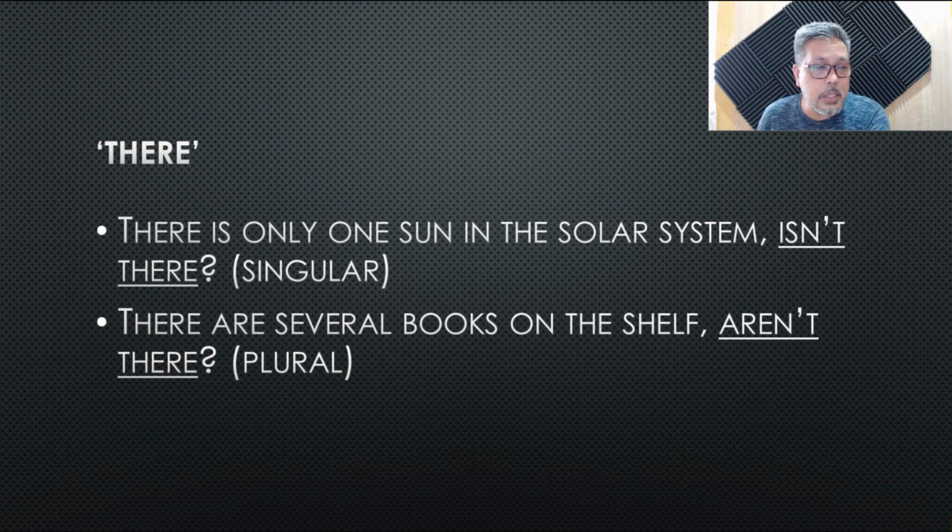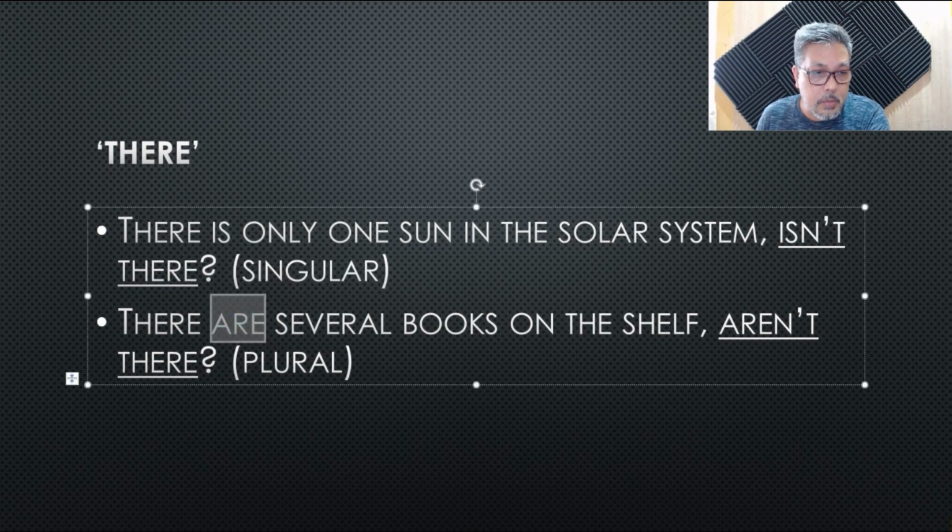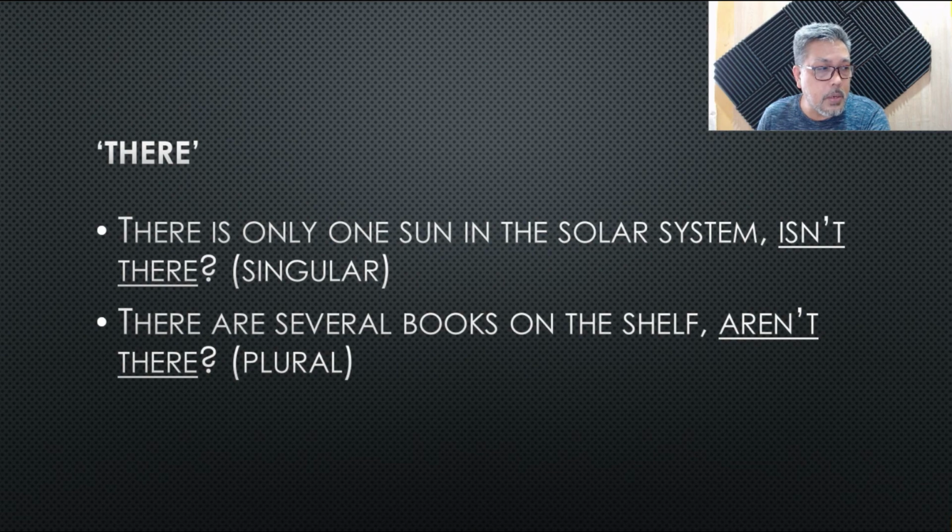Why are we using is? Because of the verb is here. What about if it's plural? There are several books on the shelf, aren't there? This time you have the verb are, so the negative is aren't. So aren't there is your tag ending question.